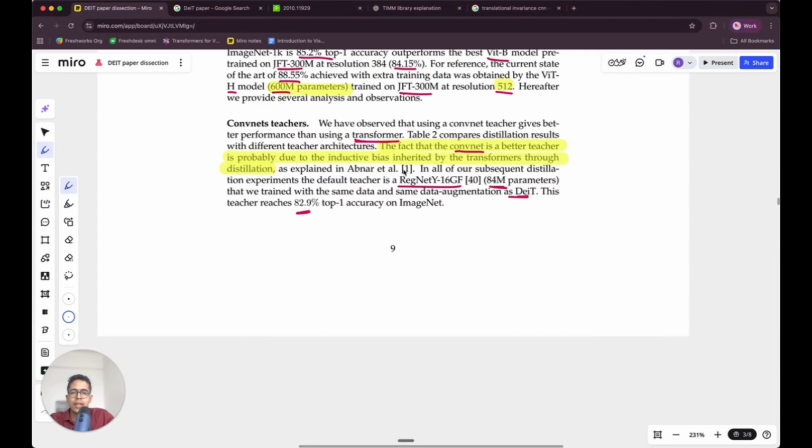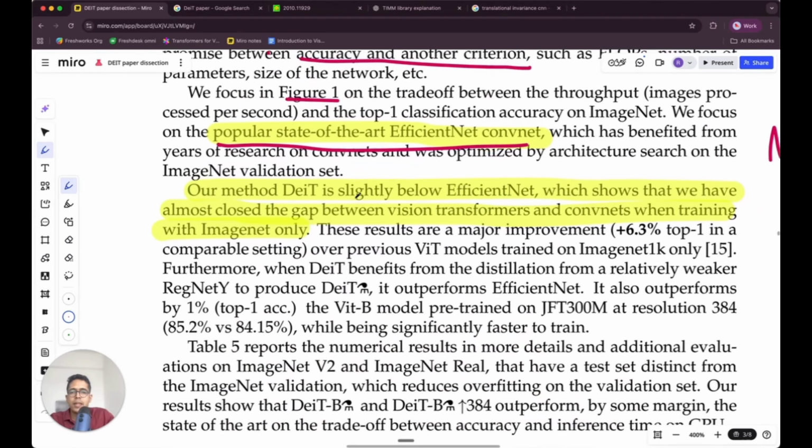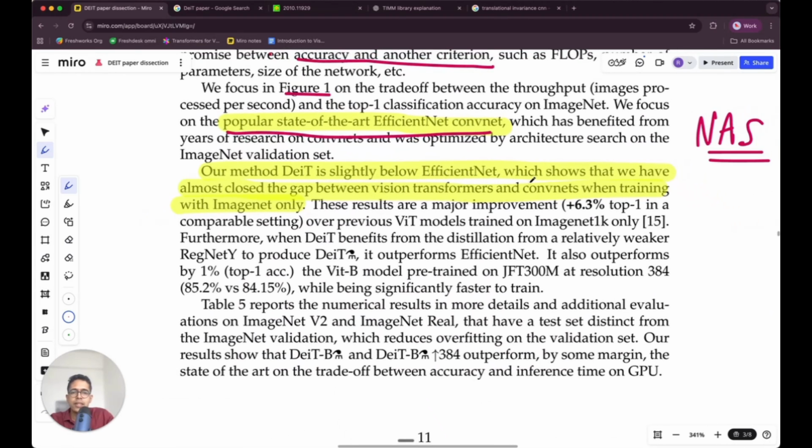So look at the sentence that they have written. I really like this. So our method DeiT is slightly below EfficientNet, which shows that we have almost closed the gap between vision transformer and CNN when training with ImageNet only. This point is very important. See, vision transformer actually had their state of the art, but that was not by training on only ImageNet. For that, they trained on many other datasets. But here, if you are comparing those models which are only trained on ImageNet, this paper has truly closed the gap between transformers and CNNs.